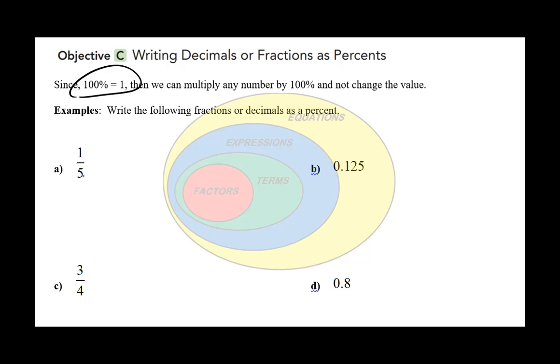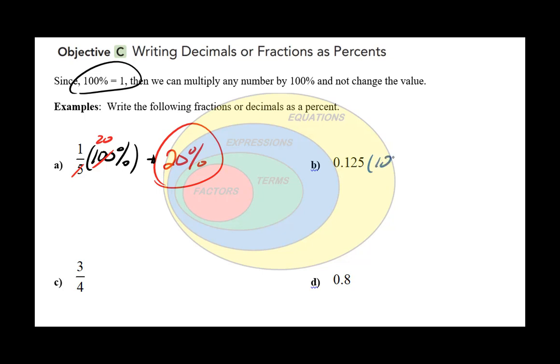When I have something like 1/5 and I want to convert this to a percent, I'm just going to take and multiply by 100%. So when I do this, I can use canceling. 5 goes into 100, leaving 20. So this is the same as 20%. Okay, I know there's other ways of doing this, but again, just multiply by a factor of 100% because I'm not changing the value.